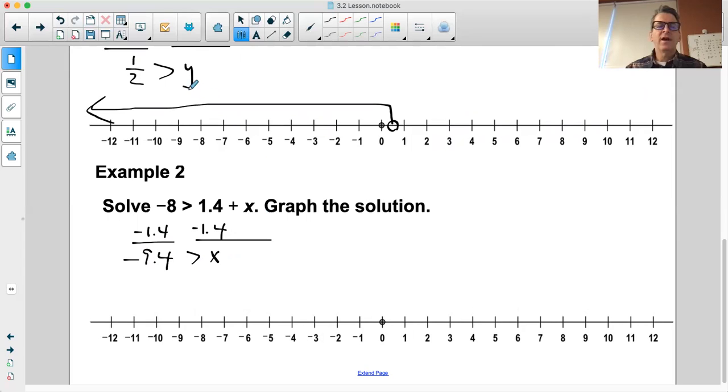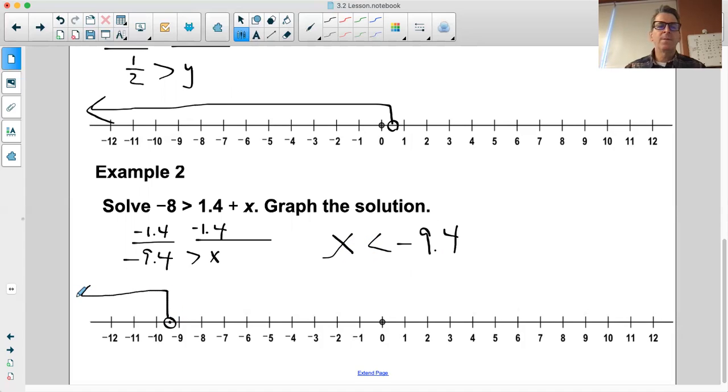Just like I did in the last problem, I flipped it around and started with the x first. X is going to be less than -9.4. It's good practice because it seems easier to identify your graphs, your solution set, when you have the x as the main part of your inequality. So you're at -9.4, right about down in this area, and it's going to be a circle. We're not including the -9.4, and we're going to graph everything x less than that.